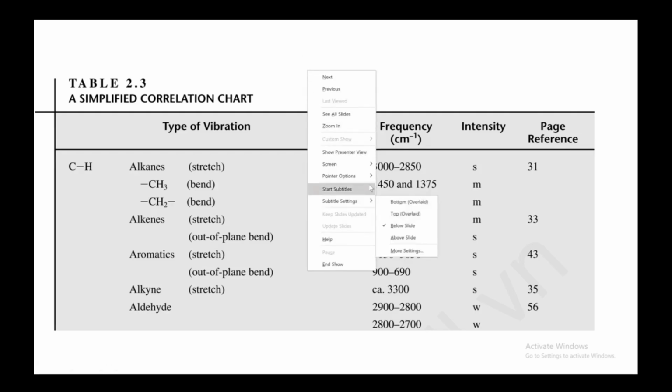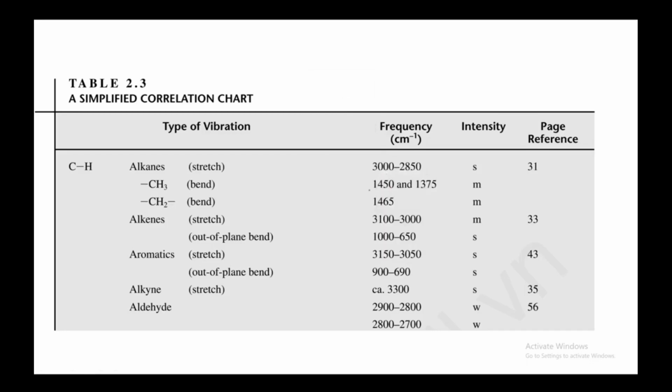And by the way, if you want to know which book I am following, I'm using the book on spectroscopy written by Pavia. It's an introduction to spectroscopy, with a simplified correlation chart, and I'll be giving you guidelines on how to identify or assign a peak in IR spectroscopy.